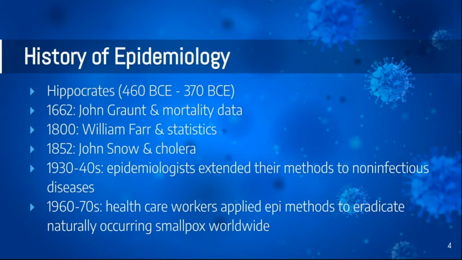And then going on to the 1960s and 70s, healthcare workers applied epidemiology methods to eradicate naturally occurring smallpox worldwide. So this was a huge achievement in applied epidemiology. After the 70s, technology was advancing greatly, and this helped immensely with predictions for diseases. Looking at molecular and genetic epidemiology furthered their research, and epidemiology eventually grew at an exponential rate.